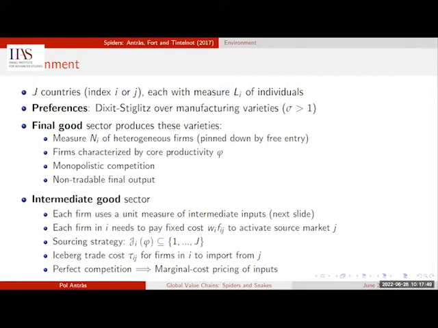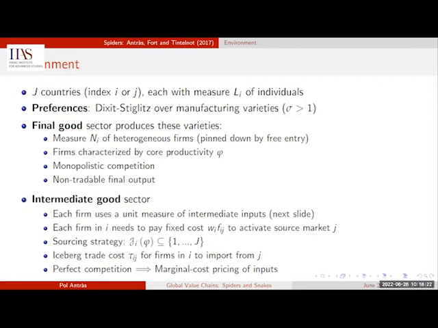Once you pay this fixed cost, that's going to define what we call the sourcing strategy of the firm, which is going to be the set of countries, out of all J countries in the world, in which the firm has invested in being able to buy inputs from. To bring the inputs from the J sourcing locations to the I origin country where the firm is assembling the good, you're going to incur trade costs, which are going to be iceberg in nature.